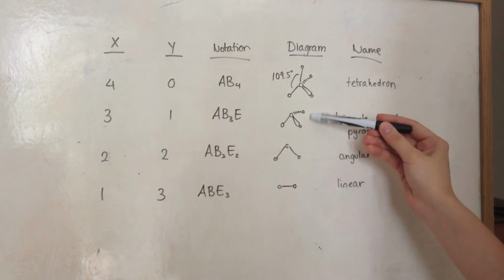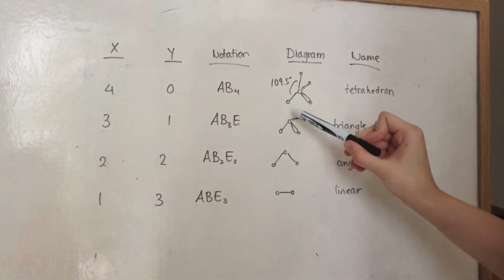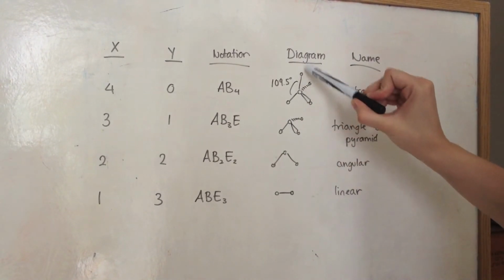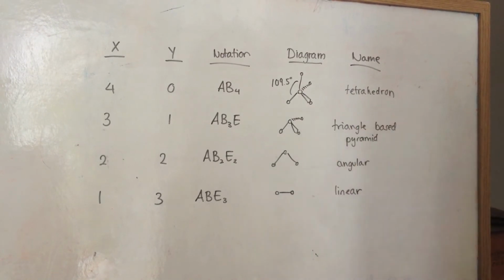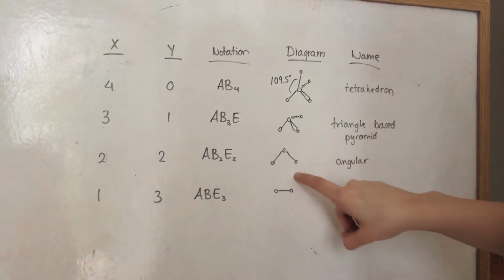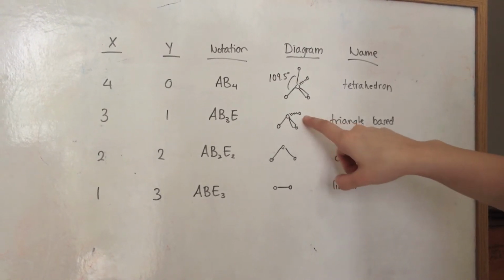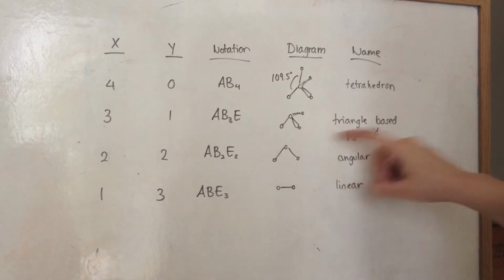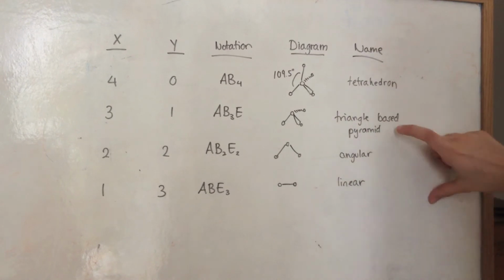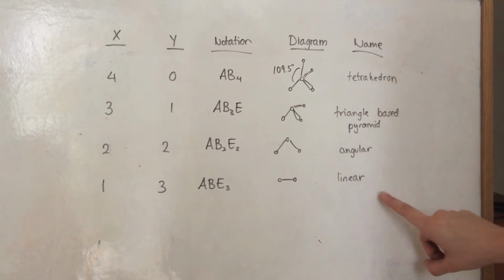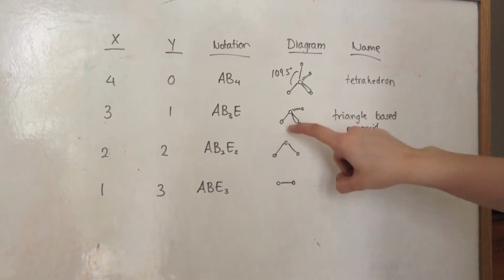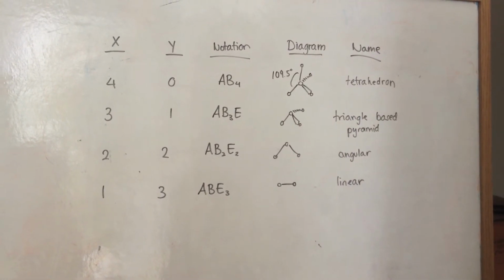For the next family and the following ones, you remove one bonding pair and you add a lone pair of electrons. But always remember that when you're drawing different structures, you can't have just a hatch or just a wedge. They have to be drawn together. So the diagrams are called triangle-based pyramid, angular, and linear. And each of these angles are still 109.5 degrees.